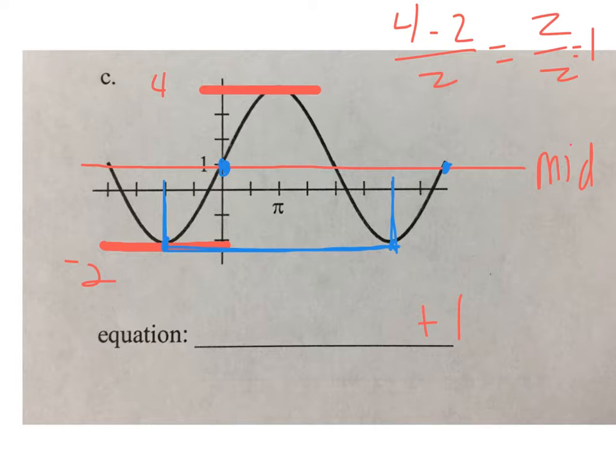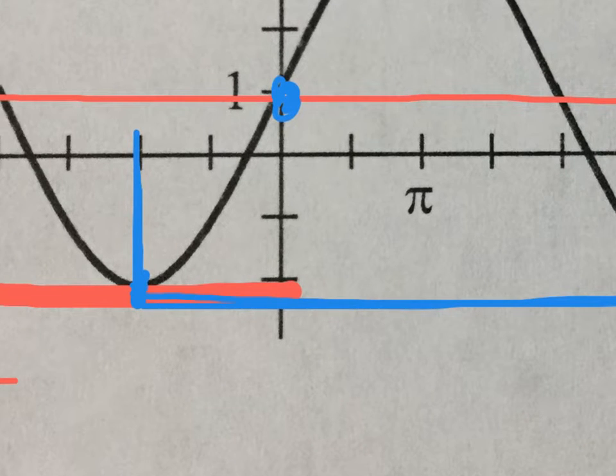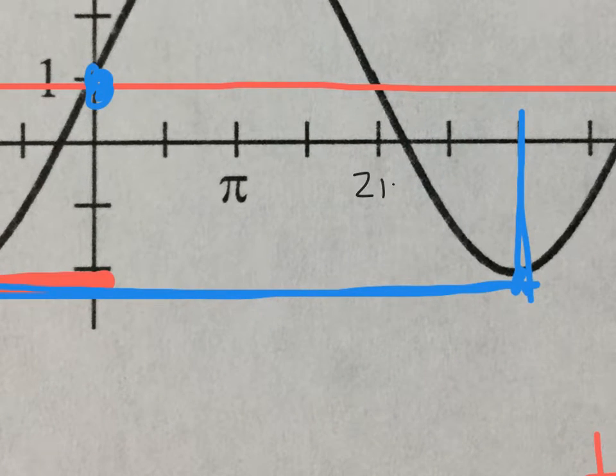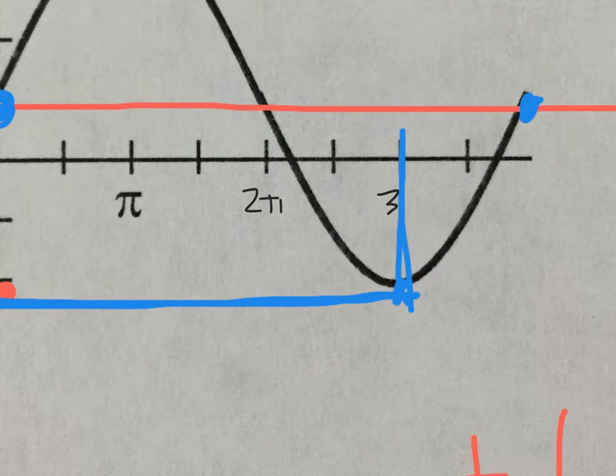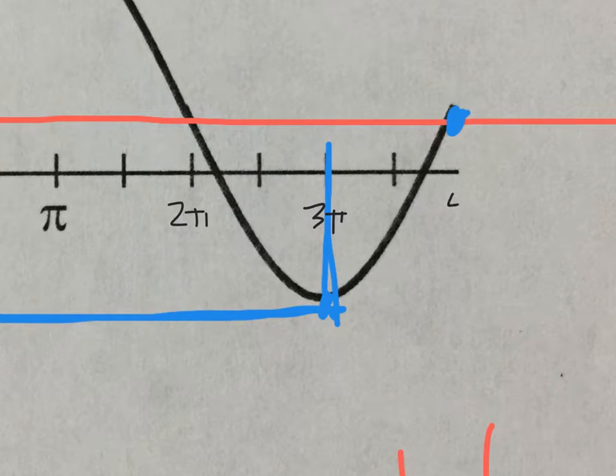Now looking at my labels, every 2 ticks is a pi. So there's a pi. This is negative pi. 2 more ticks, this is 2 pi. This one is 3 pi. Another 2 ticks, so then over here would be 4 pi if there were a tick right there.